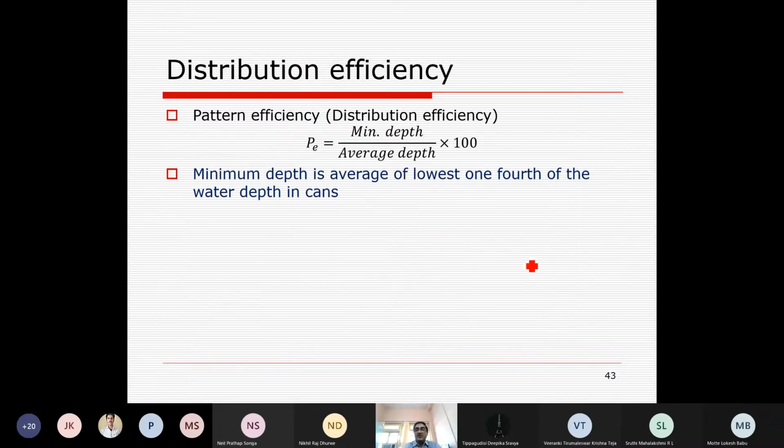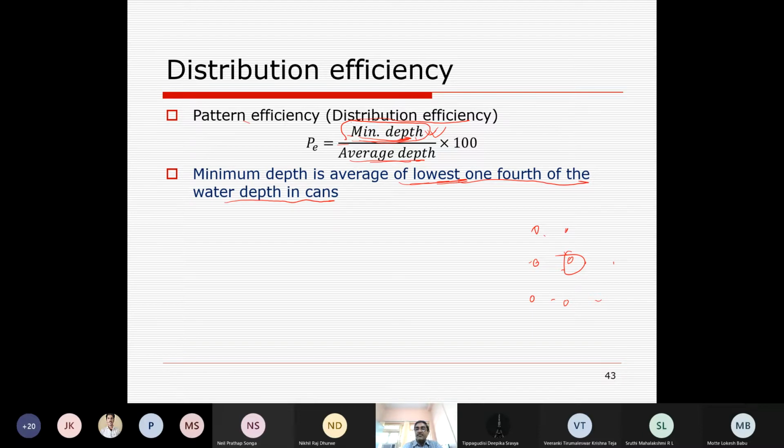And what about the distribution pattern? What is the distribution pattern? So pattern efficiency or distribution efficiency is simply the minimum depth of application, because you have n number of observations in these catch cans, so minimum depth divided by average depth. And this minimum depth is not just one observation, it's basically the average of the lowest 1/4 of the water depth observations in cans. The average of the lowest 1/4 observations is simply called the minimum depth of application.